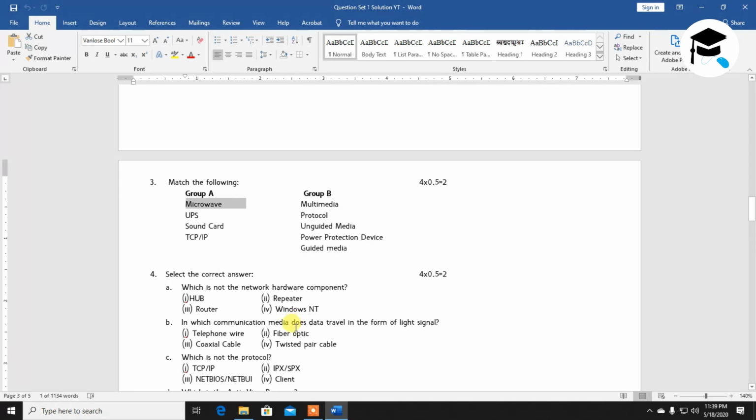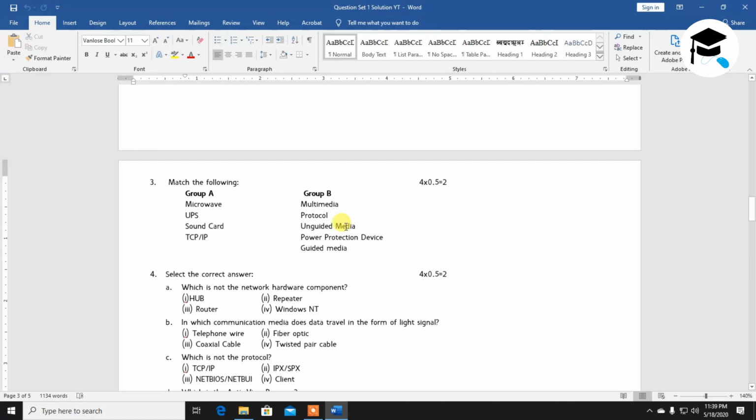And the example of wireless transmission is microwave. So we are discussing about transmission, microwave, data transfer. So what could be the probable answer of this microwave? It's media, that is guided media or unguided media. If it is guided, then it's wire based.